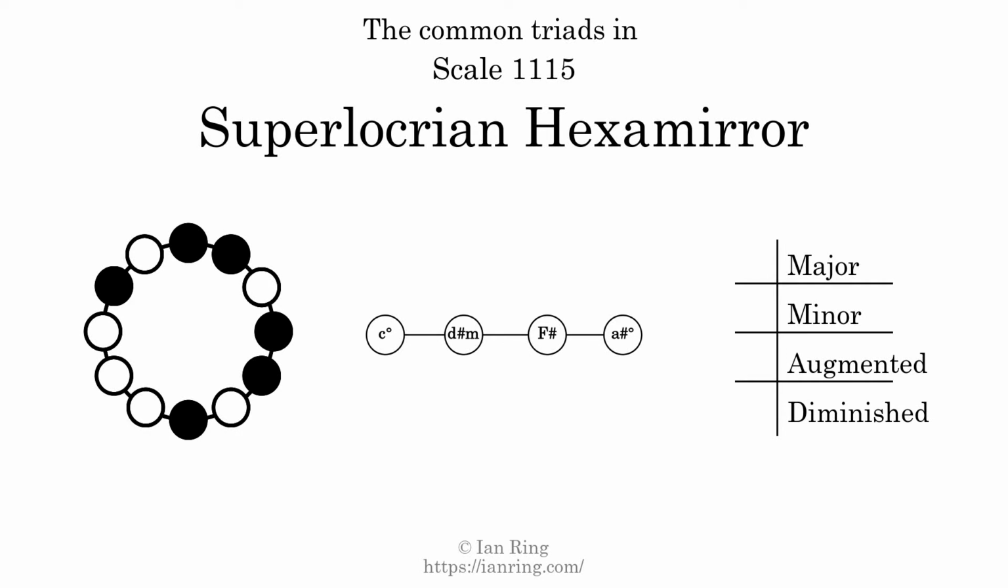Here are the common triads present in this scale. The diagram in the center is a graph of parsimonious voice leading between triads. There is one major triad. There is one minor triad. There are no augmented triads. There are 2 diminished triads. Here is a Hamiltonian path of parsimonious voice leading that uses all the triads.